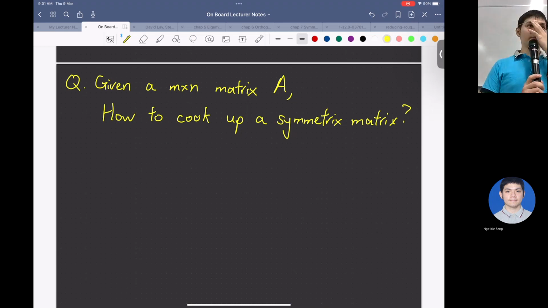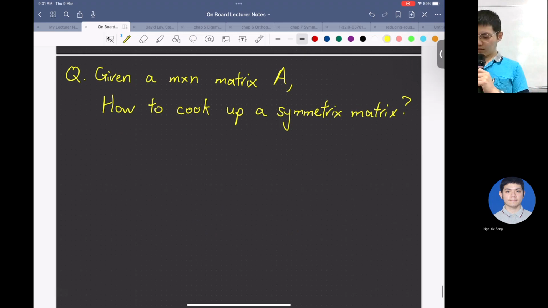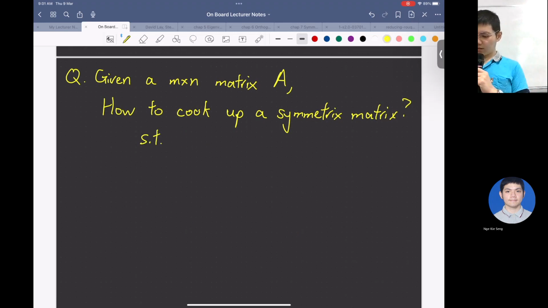So, today quite a lot of things we need to do. So there's a warming up question for you. Given an m by n matrix A, how do you cook up a symmetric matrix? That is, B such that B transpose equals B.